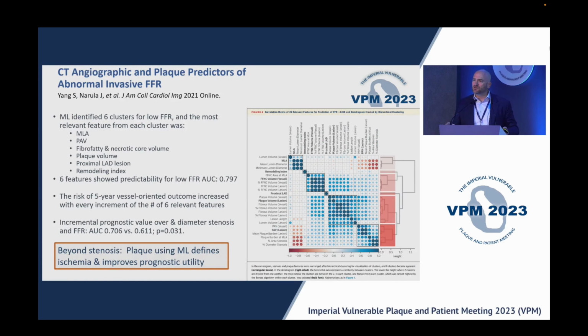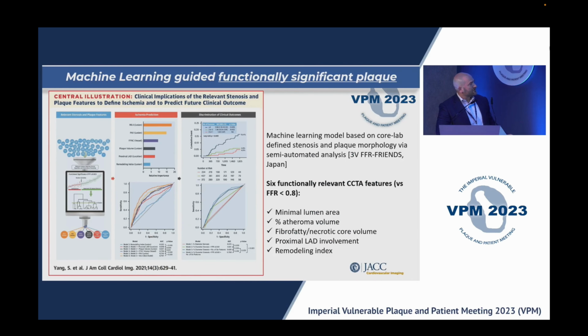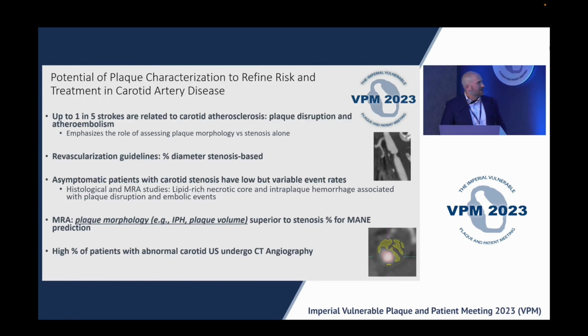So we've talked a lot about FFRCT, and we know that plaque, in fact, this is a machine learning approach looking at predictive measures of plaque on an abnormal invasive FFR. And this is something that we're working on as well, this plaque-based FFRCT. But of course, what was shown is that many of the most important functionally significant predictors of an abnormal invasive FFR, in fact, are plaque-based. And I think this is the potential of leveraging this.